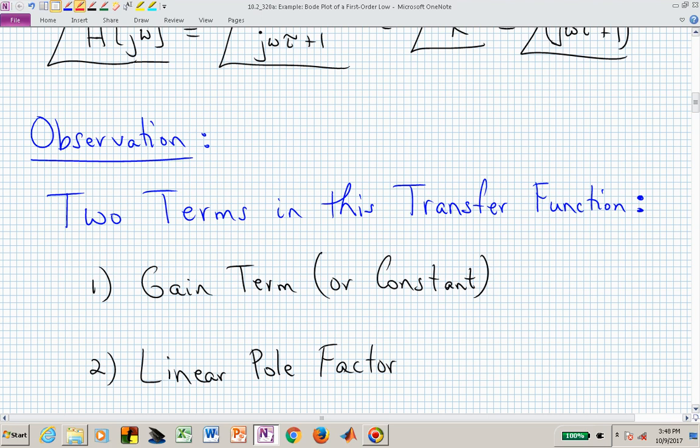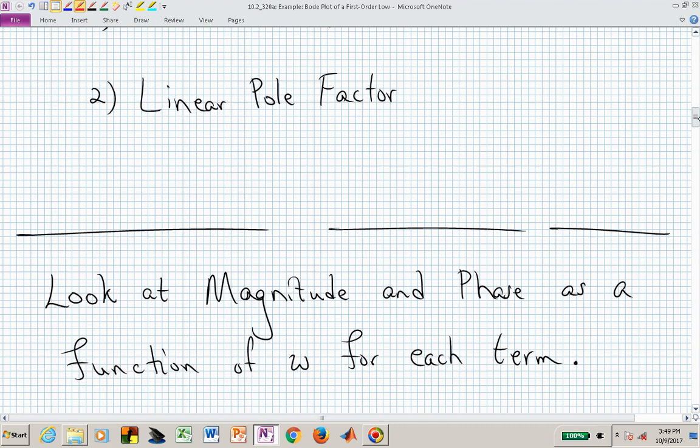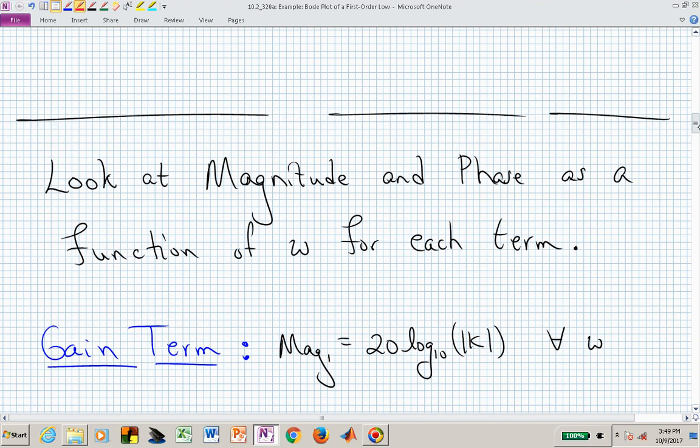We can make a couple of observations from just looking at the magnitude and angle of this first order transfer function. In this particular case, for this transfer function, we can identify two different terms, or two different factors. We have a gain term, and we have a linear pole factor term. And what we want to do now is look at the magnitude and phase as a function of frequency for each of these terms, the gain term and the linear pole factor term. So let's look at the gain term first.